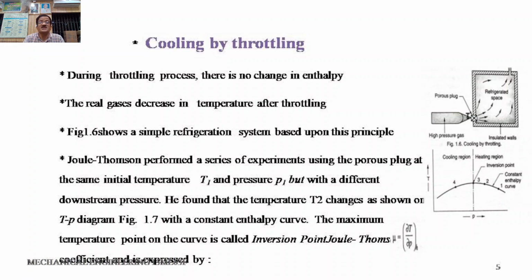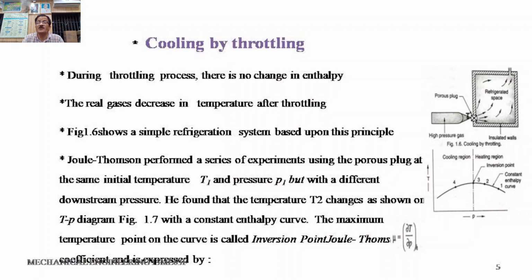Joule Thomson performed a series of experiments using the porous plug at the same initial temperature T1 and pressure P1, but with a different downstream pressure. He found that the temperature T2 changes as shown on the T-P diagram, figure 1.7, with a constant enthalpy curve. The maximum temperature point on the curve is called the inversion point. Joule Thomson coefficient is given by mu equals delta T divided by delta P at constant H, which means at constant enthalpy. So Joule Thomson has conducted several experiments.